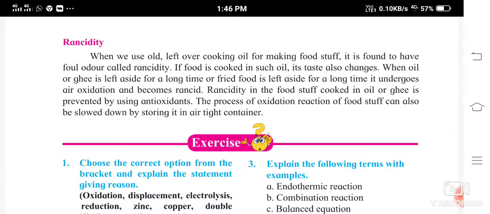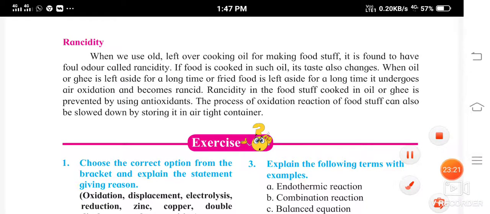So when oil or ghee is left aside for a long time, or fried food is left aside for a long time, it undergoes air oxidation and becomes rancid. So what is going to happen? If you keep oil or ghee or fried foods for a long time, oxidation will take place and the food will become rancid.